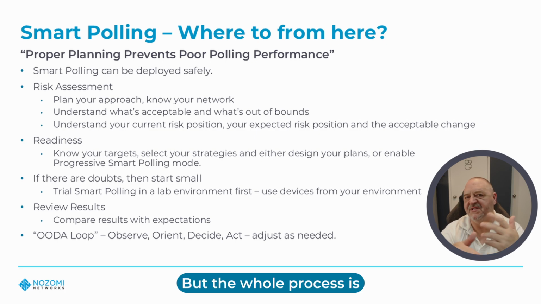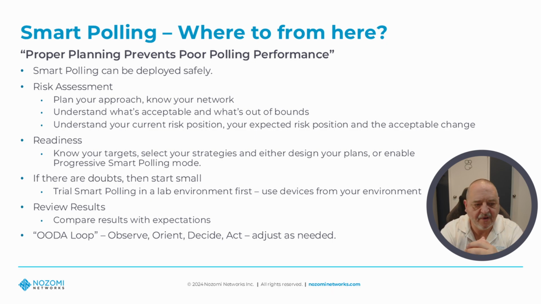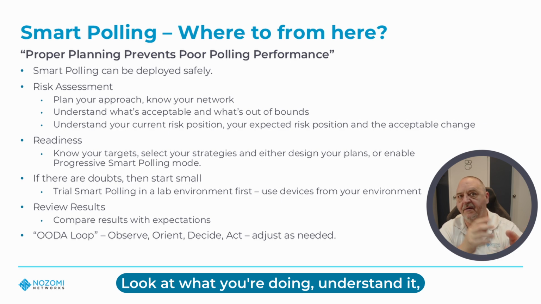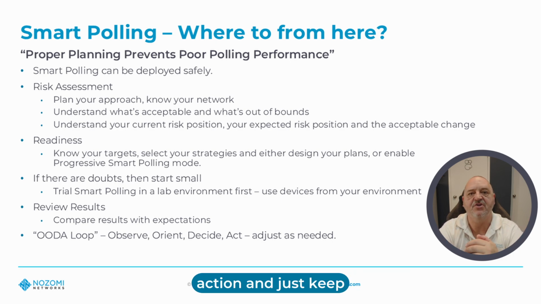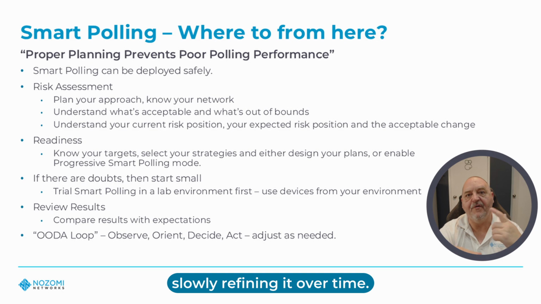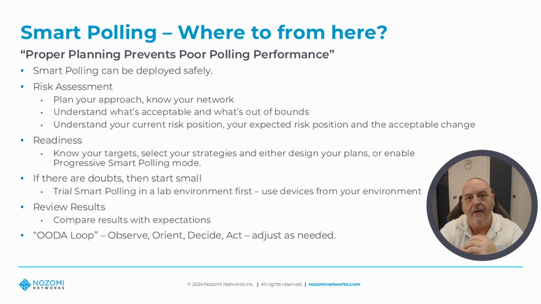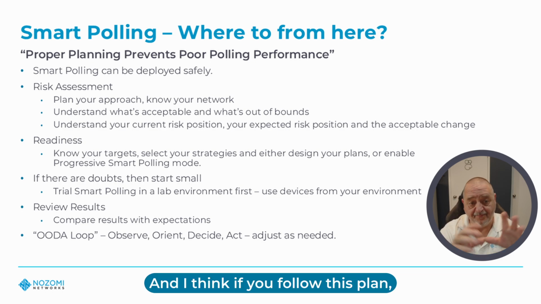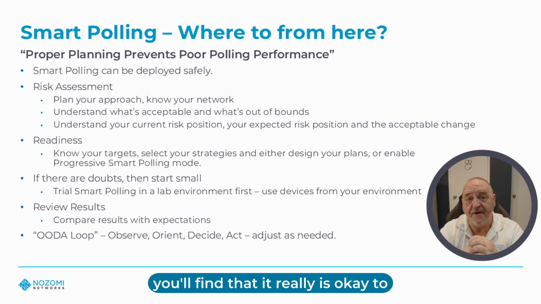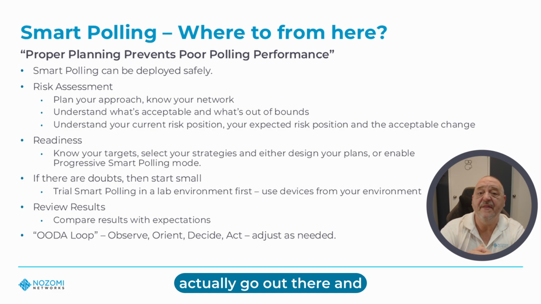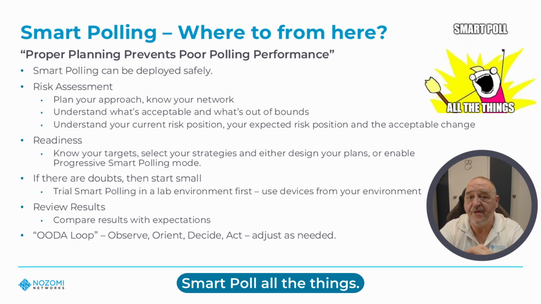But the whole process is one big OODA loop, right? Observe, orient, decide, act. Look at what you're doing, understand it, decide what's next, and then take an action. And just keep slowly refining it over time. And I think if you follow this plan, you'll find that it really is okay to actually go out there and smart poll all the things.